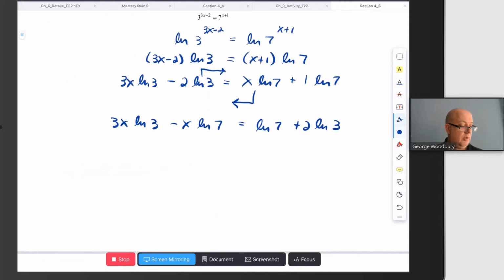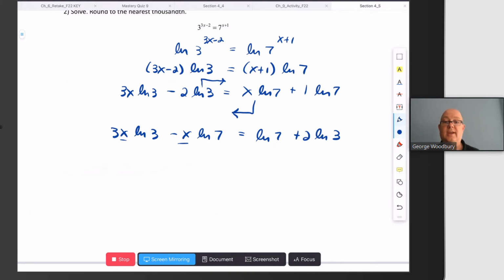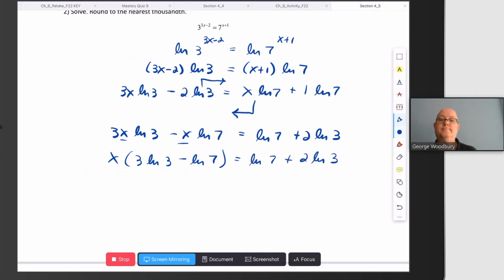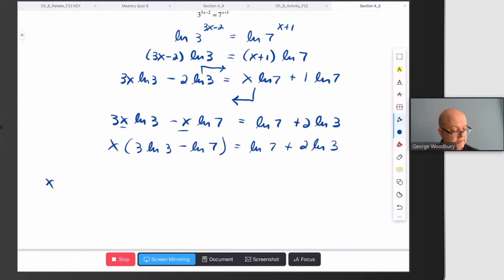Next step, I want to factor out the common factor of x on the left-hand side. So x times (3 ln 3 - ln 7) equals ln 7 + 2 ln 3. Divide everything over to the right-hand side to solve for x. So I'm going to get x equals (ln 7 + 2 ln 3) over (3 ln 3 - ln 7). And that's my exact solution.